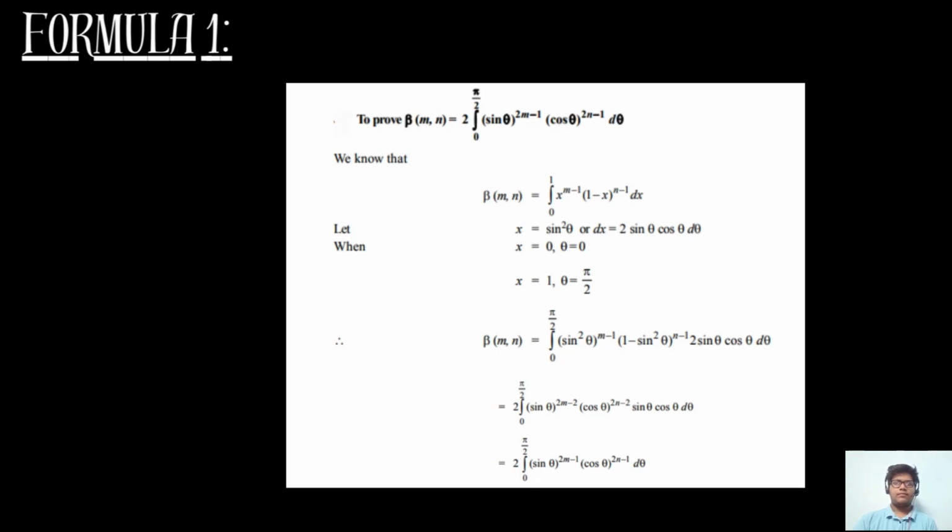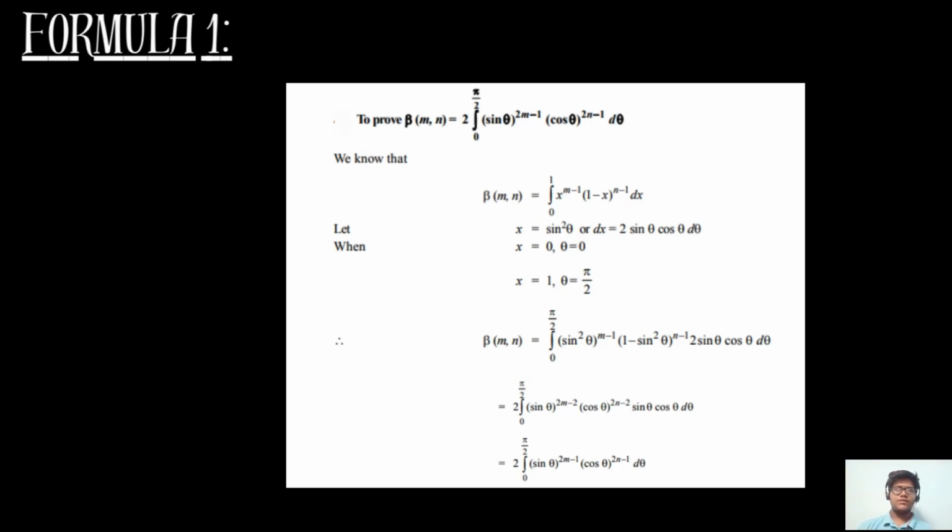Hence now the beta function will be beta of m comma n is equal to integral 0 to pi by 2 sine square theta to the power m minus 1 into 1 minus sine square theta to the power n minus 1 into 2 sine theta cos theta. Let's take 2 common out since it's a constant. Therefore, 2 integral 0 to pi by 2 sine theta to the power 2m minus 2 into cos theta to the power 2n minus 2 sine theta cos theta d theta.